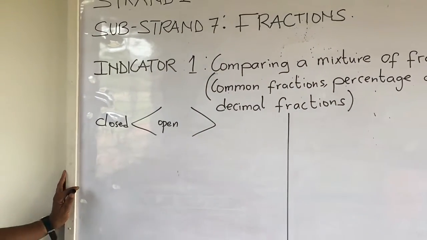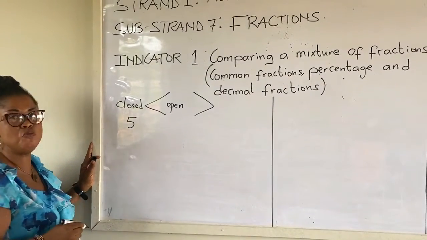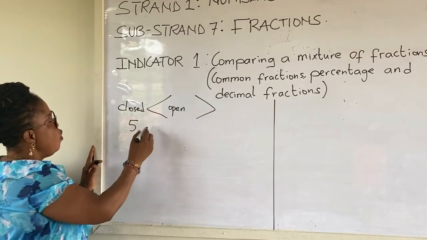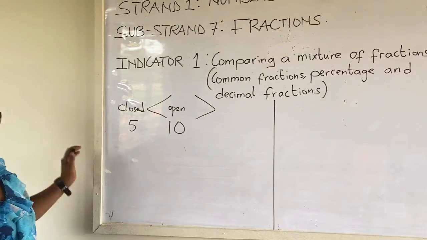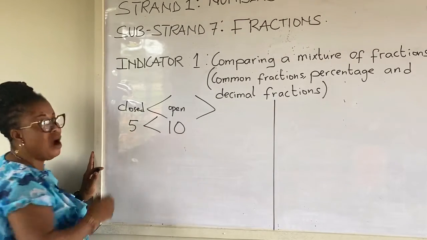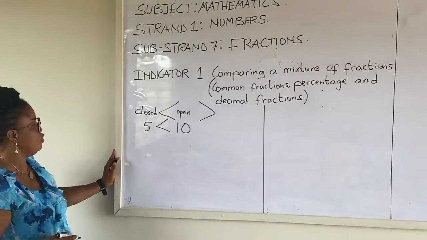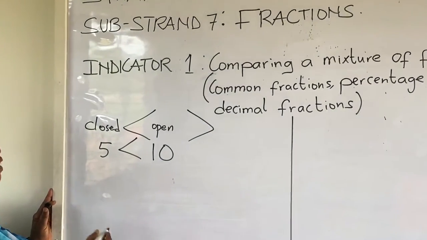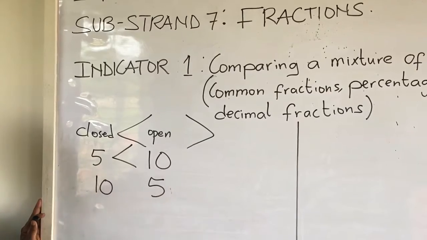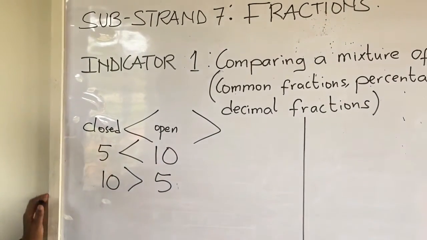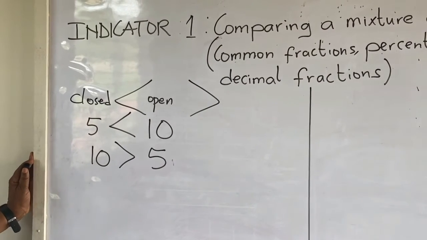Now, the closed end always faces the smaller number. Example, when we want to compare 5 and 10, the closed end faces the smaller number and the open end faces the bigger number. So even if the numbers are interchanged, and we have 10 and 5 here, we know that the open end always faces the bigger number and the closed end faces the smaller number.